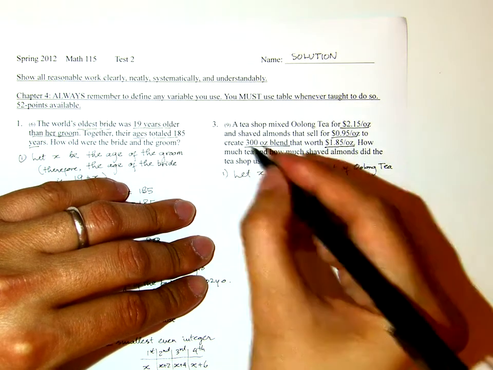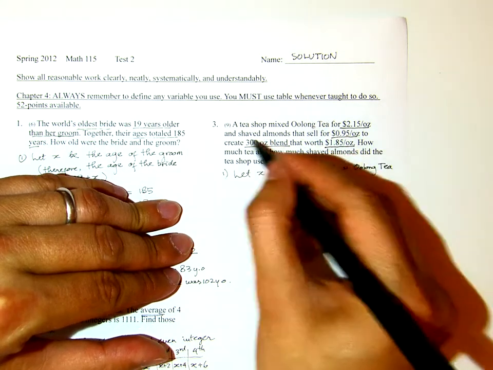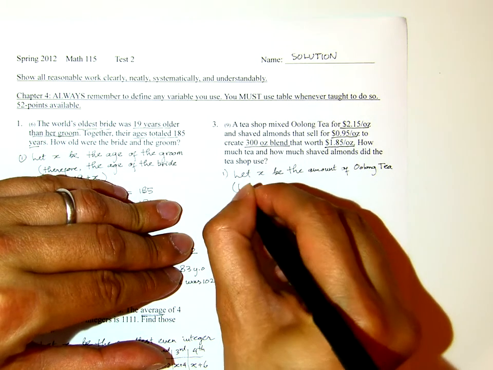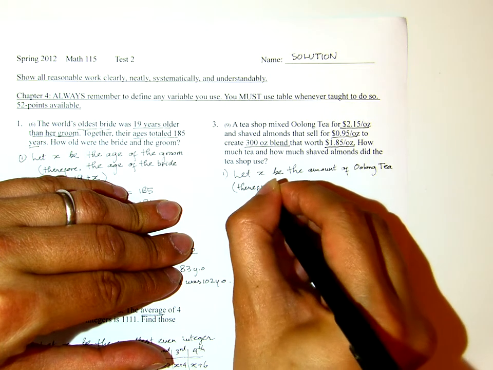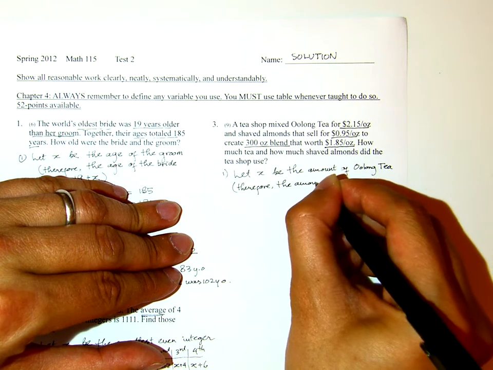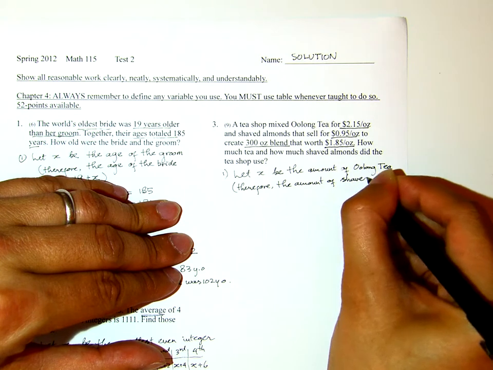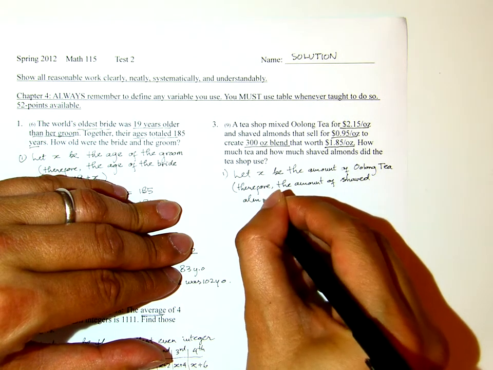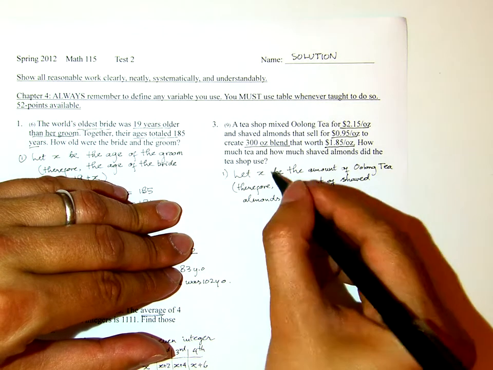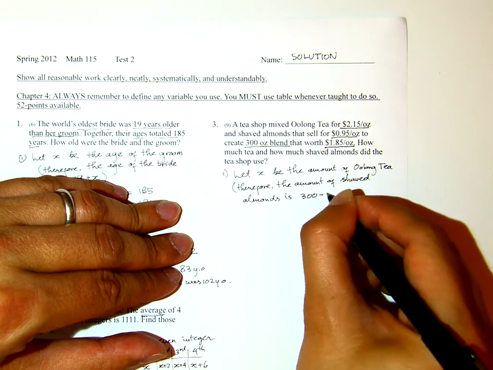Then notice that when you mix these two, the tea and the shaved almonds, they should create 300 ounces. In other words, therefore, the amount of shaved almonds is, the total is 300, x of them oolong tea. So the other part, 300 minus x, is the shaved almonds.